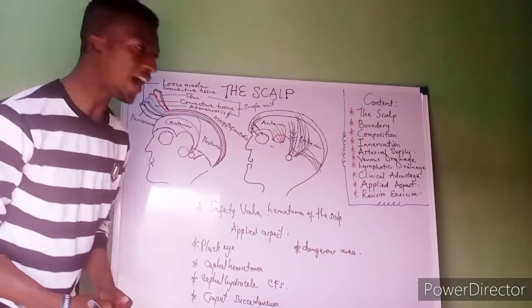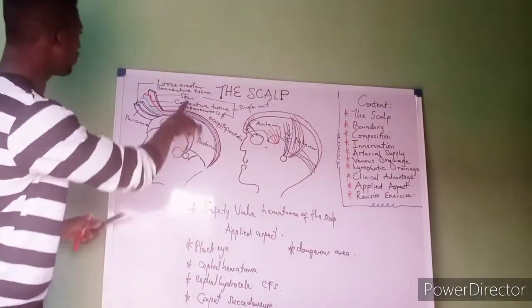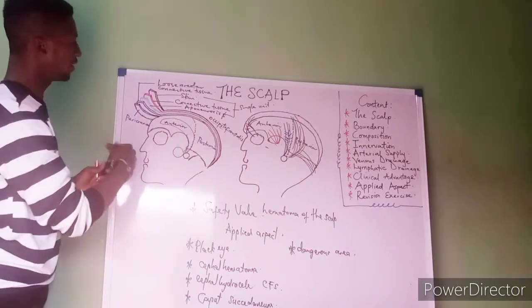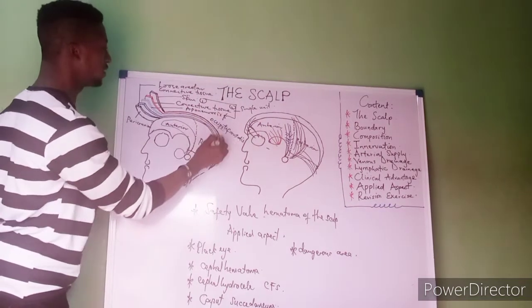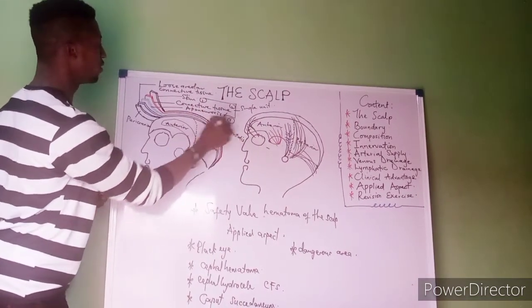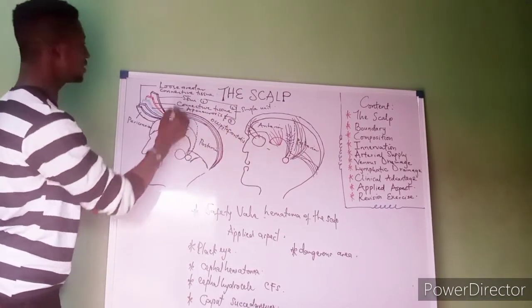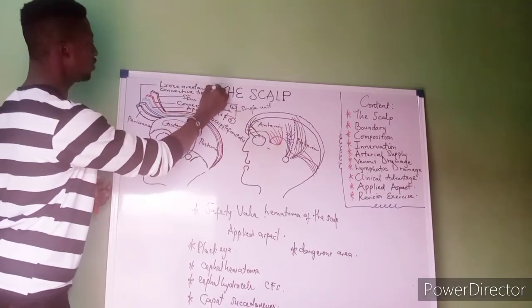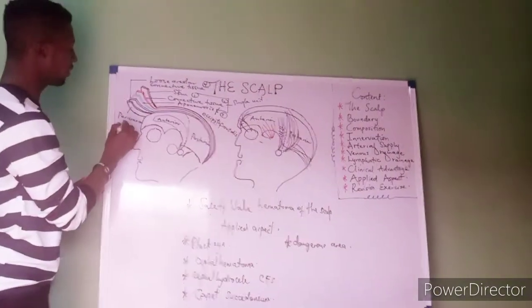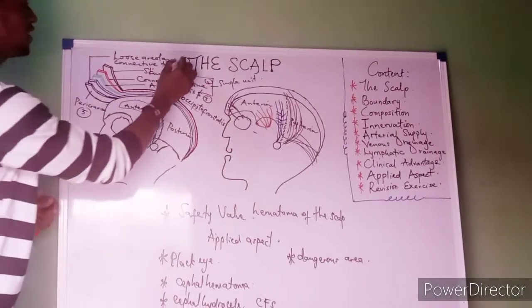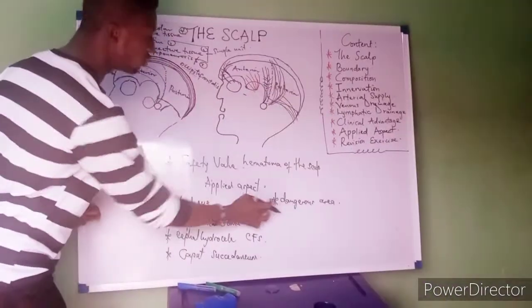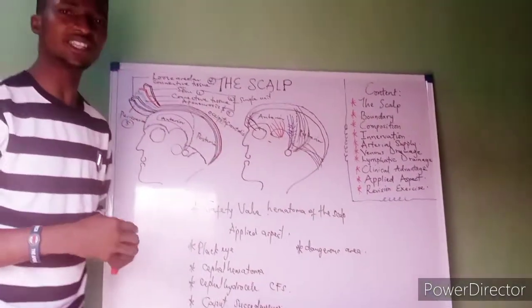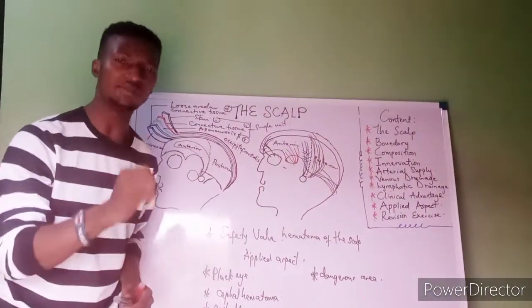Now the last aspect is called the dangerous area. Dangerous area of the scalp, as I said earlier, don't forget we have how many layers? Five. The first is the skin, the connective tissue is the second, the third is what? The aponeurosis, the fourth is the what? Loose connective tissue, the fifth is what? Pericranium. Now the region of loose connective tissue is called the dangerous area. Why? Because this region can be prone to damage.